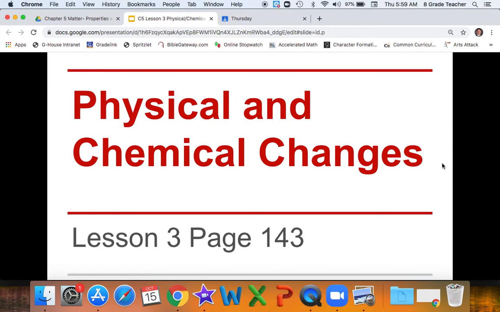Physical and chemical changes on page 143. On the right hand side of 143, there's the what you'll learn. Today, scholars are going to identify physical and chemical changes, and you will exemplify how physical and chemical changes can affect the world that you live.